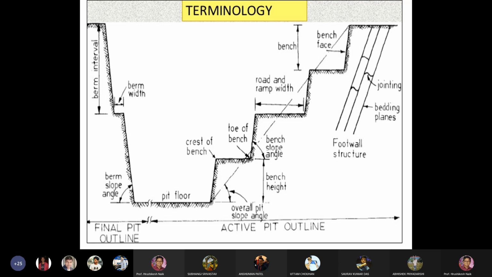This is the bench face. This is the bench. Okay. And if you join the crest of the top bench to the toe of the lowest bench, you will get the overall angle of slope, overall pit slope angle. This is overall pit slope angle. This is your bench height. This is the bench slope angle. And this side, these are the joint planes, the jointing, bedding planes. This is the footwall structure. So this side is your active pit outline and this side final pit layout. Okay, so these are the terminologies used in open cast mining.